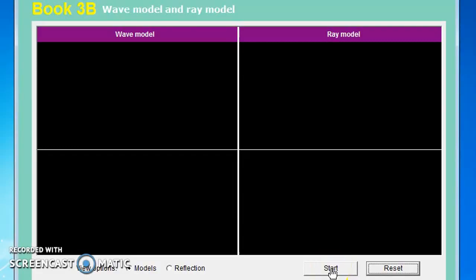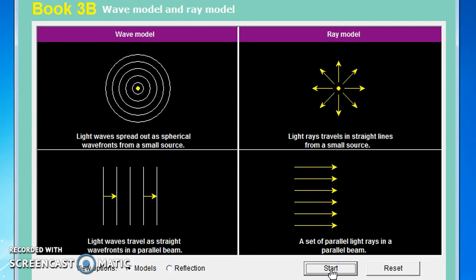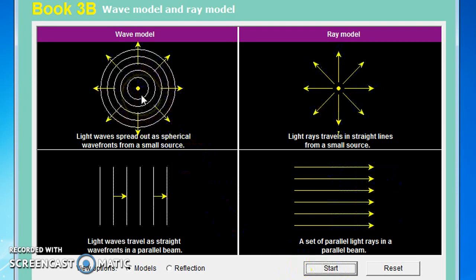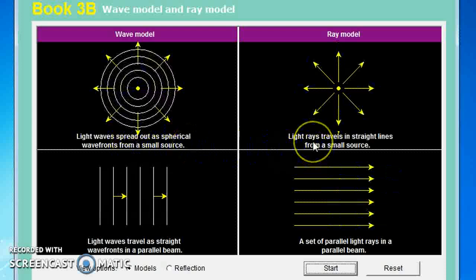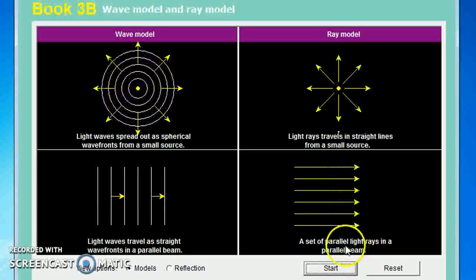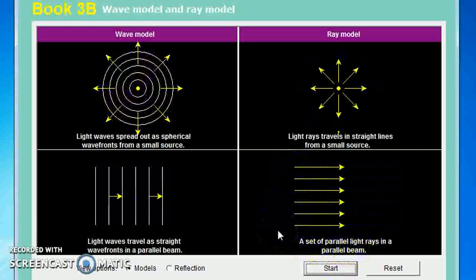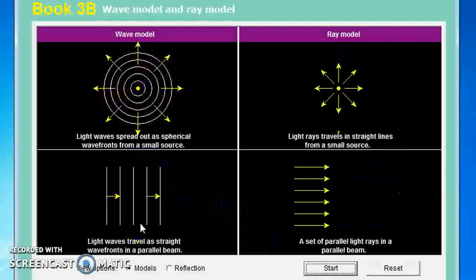The following simulation compares the wave model and ray model of waves. For a point source, the waves spread out as spherical wavefronts, while the rays travel radially outward from the point source. For a parallel beam, which comes from a distant source or an extended source, the rays are parallel, while it is represented by straight wavefronts traveling from one side to another.